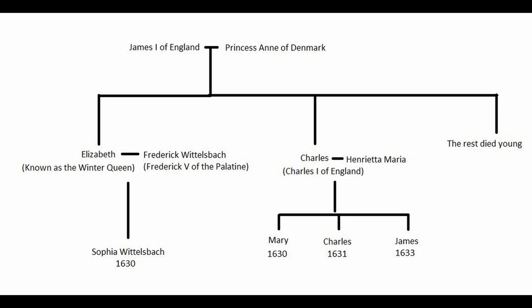Elizabeth married Frederick V of the Palatine. He wasn't Frederick V at the time they got married. He became it soon after. They've got a great story. They do seem to have cared for each other, and I quite like that. It was an arranged marriage, but it was a marriage where they hit it off, and it seems to have gone quite well. They had many, many children. I've only listed one here, but she was something like the 12th child they had.